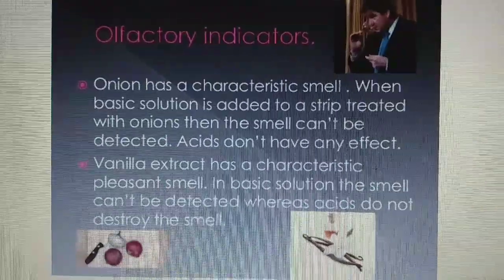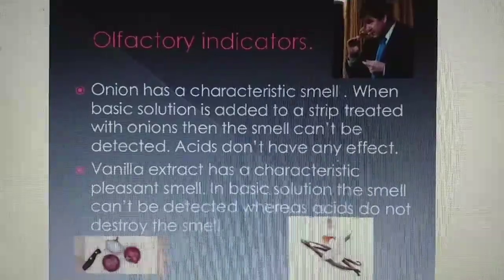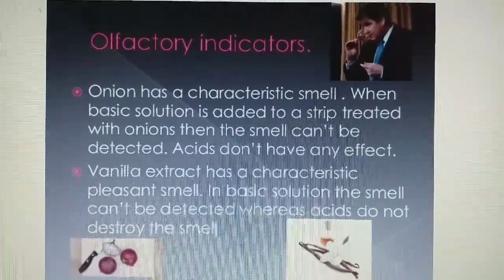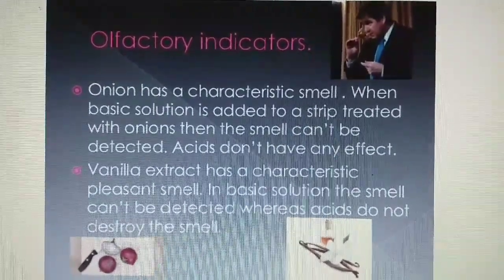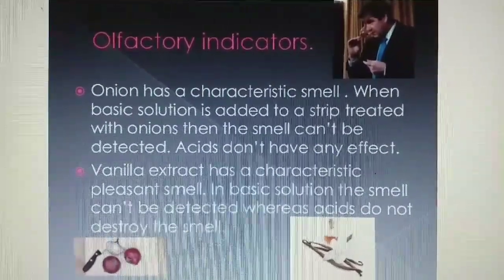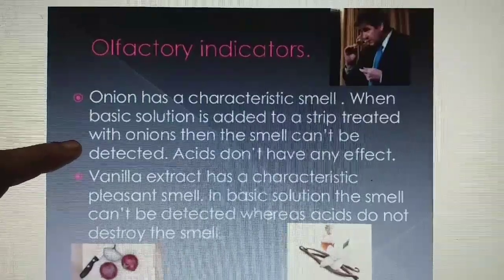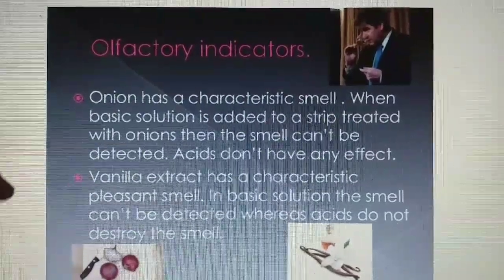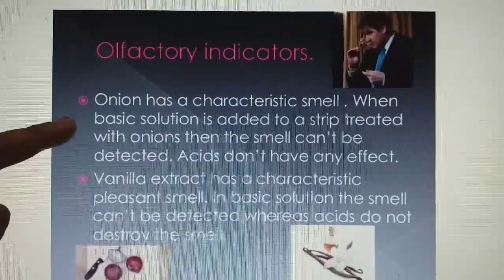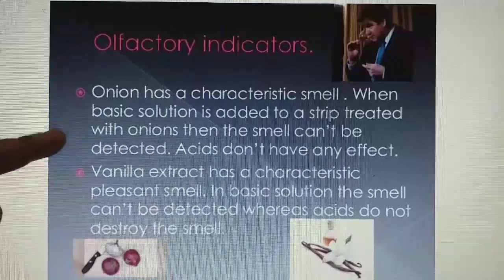There are some substances whose odor changes in acidic or basic media. These are called olfactory indicators, and examples of olfactory indicators are vanilla essence, onion and clove. And here you take onion. One activity is given in your textbook. Onion has a characteristic smell, you know very well. When a basic solution is added to a strip treated with onion, the smell of the onion cannot be detected. That means the smell disappears. But at the same time, acid doesn't have any effect on onion. So using onion juice, you can identify whether the given solution is acidic or basic.